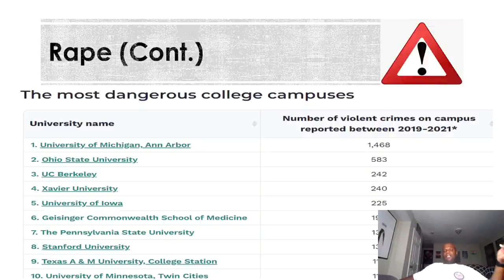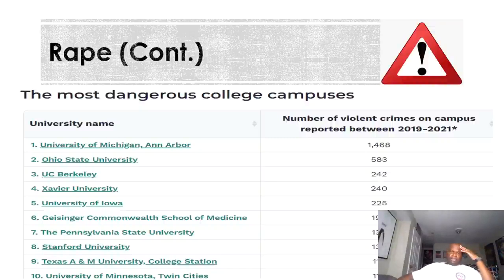I mean, the prevalence of violent crimes on campus, and that includes sexual assault, is almost 3 times what their second place team is, which ironically is their rival, Ohio State. But you see right here, you've got the University of Iowa, Stanford University, Texas A&M, Penn State University. Those numbers are a lot lower.